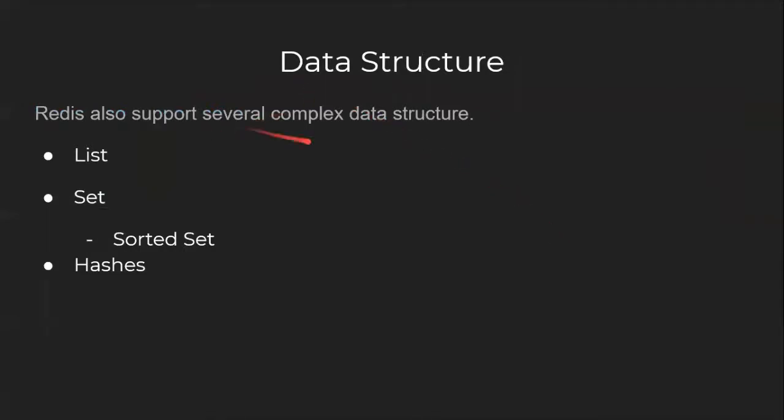Redis also supports several complex data structures. And one important point for Redis is that you don't need to create a data structure first before starting to work on it. You just start working on them through commands. For example, when you want to add element 1 to set 1, if the element and the set don't exist yet, they will be created. And here are the data structures that Redis supports. You have list, set, sorted set which is a subset of sets, and hash.